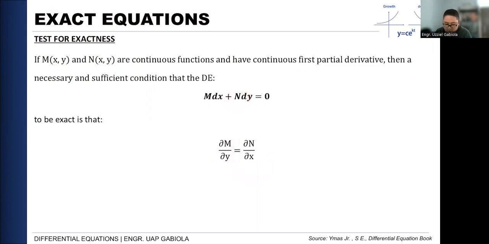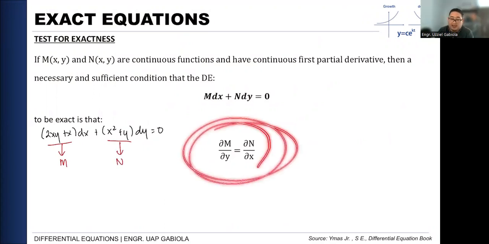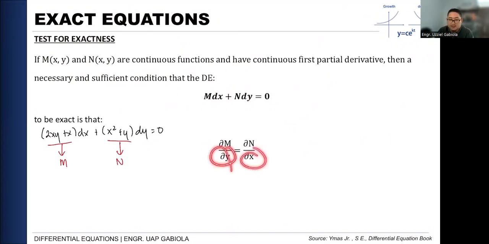Okay? So, to demonstrate that, let's have a simple equation first to have a grasp of what we are doing. Let's say we have (2xy plus x)dx plus (x squared plus y)dy equals 0. So what is the value of M in this equation? 2xy plus x. Okay, so the term with dx is our M, and this is our N. And to test for exactness, the partial derivatives of M and N with respect to these variables should be equal.